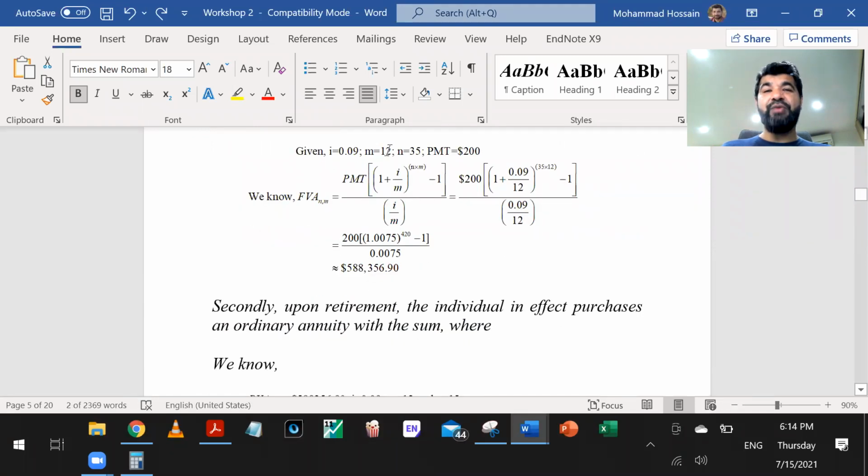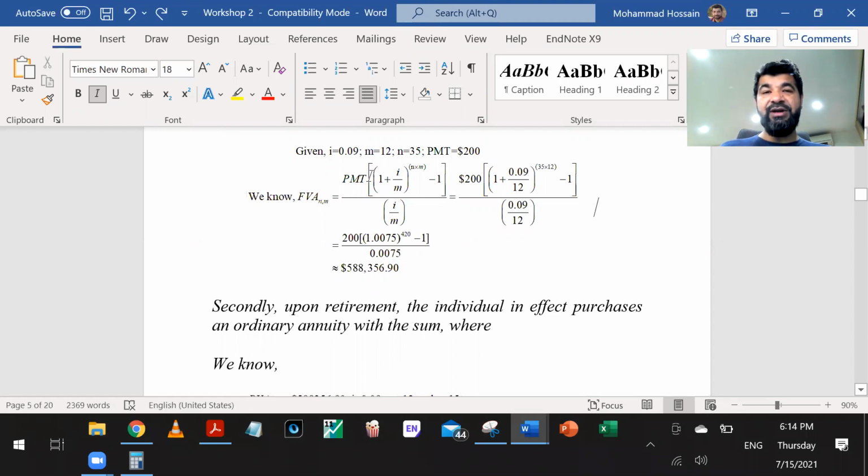9%, M equal to 12, because they are paying monthly interest. And it's 35 years because like I said, at 30, she starts to make the payment, and at 65, she's going to retire. So 35 years, payment is $200 every month. So how much is she accumulating? She accumulated $588,306.90.